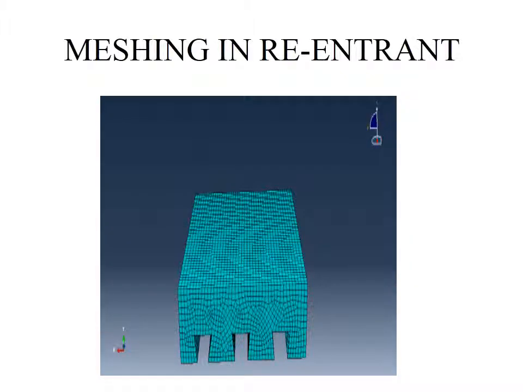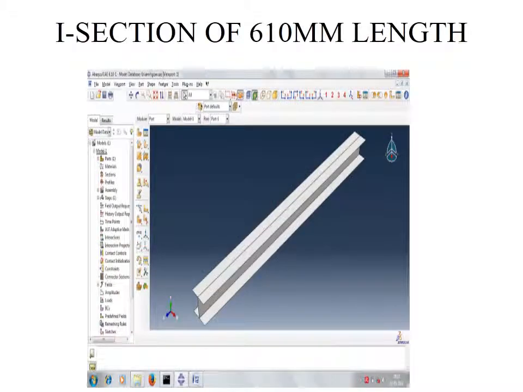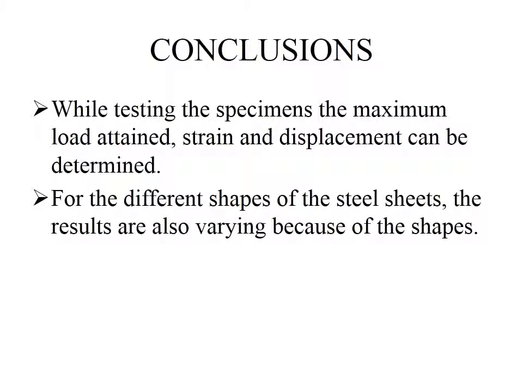I did rectangle, re-entrant and trapezoidal shapes, meshing and drawing the I-section through Abaqus software. I conclude that while testing the specimen, the maximum load attained, strain and displacement can be determined. For the different shapes of the steel sheets, the results also vary because of the shapes. Thank you.